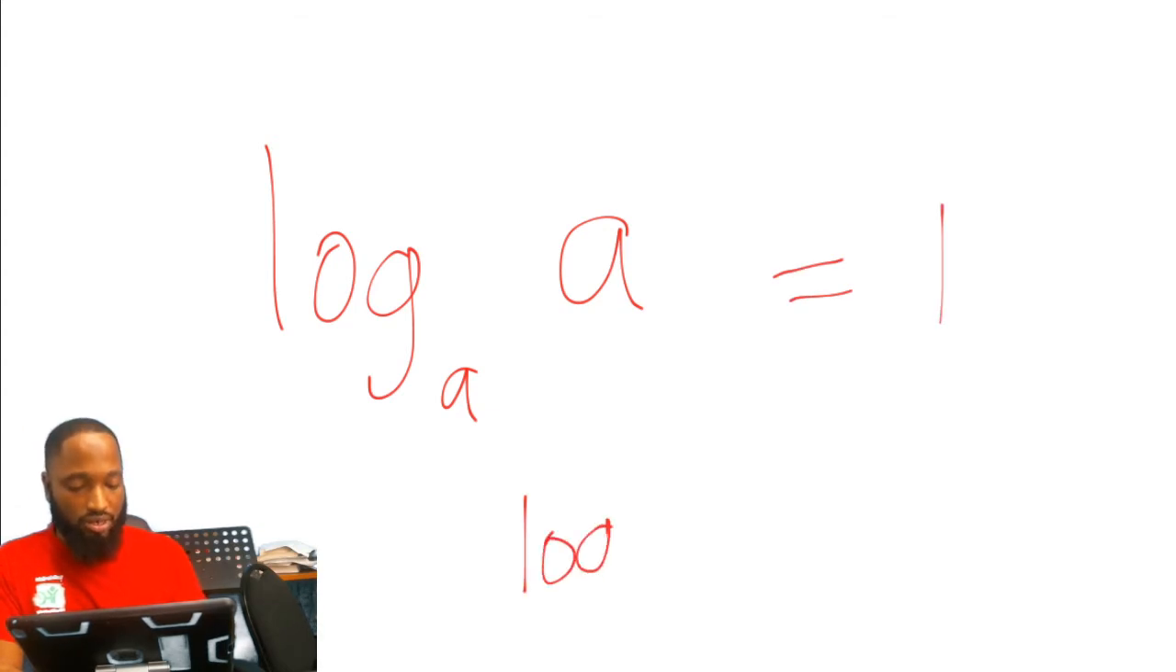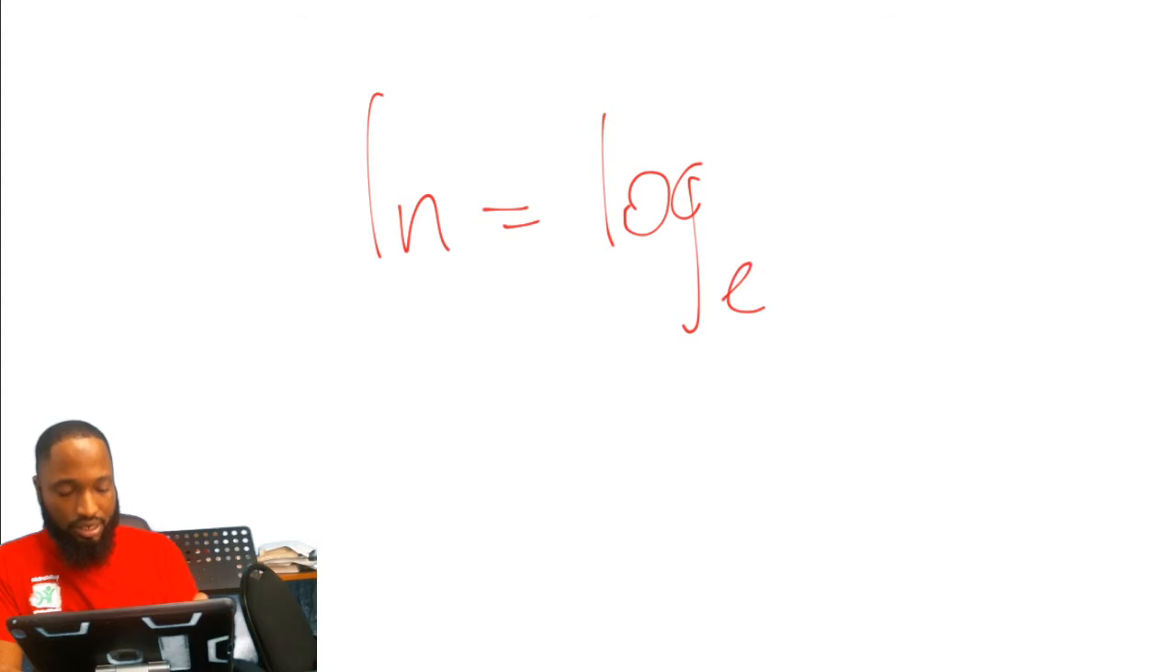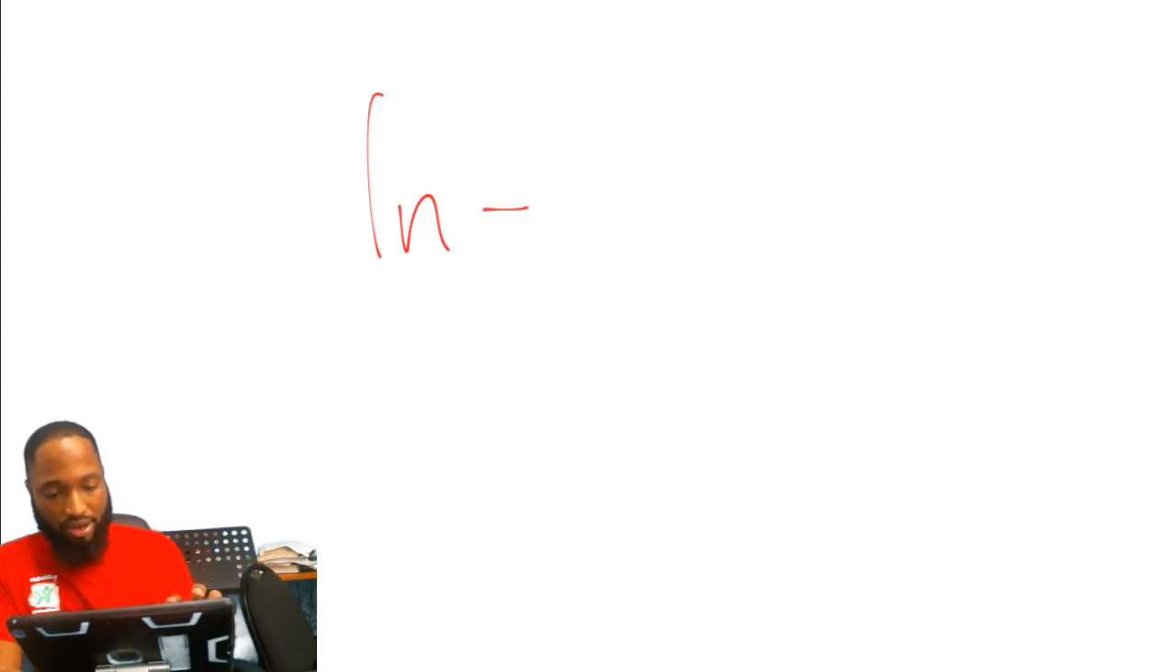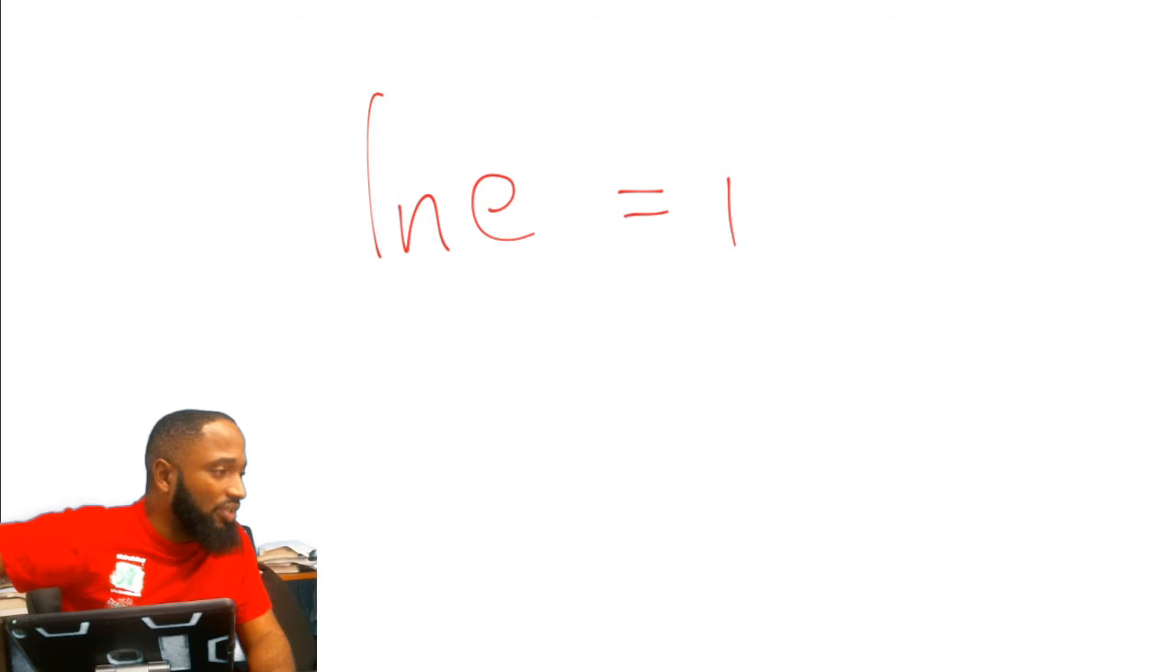So with base 10 logs, log to the base 10 of 10 is equal to 1. And ln really stands for log to the base e, right? So ln of e is 1. e is just a special number, just like pi. Now, do you have any questions?